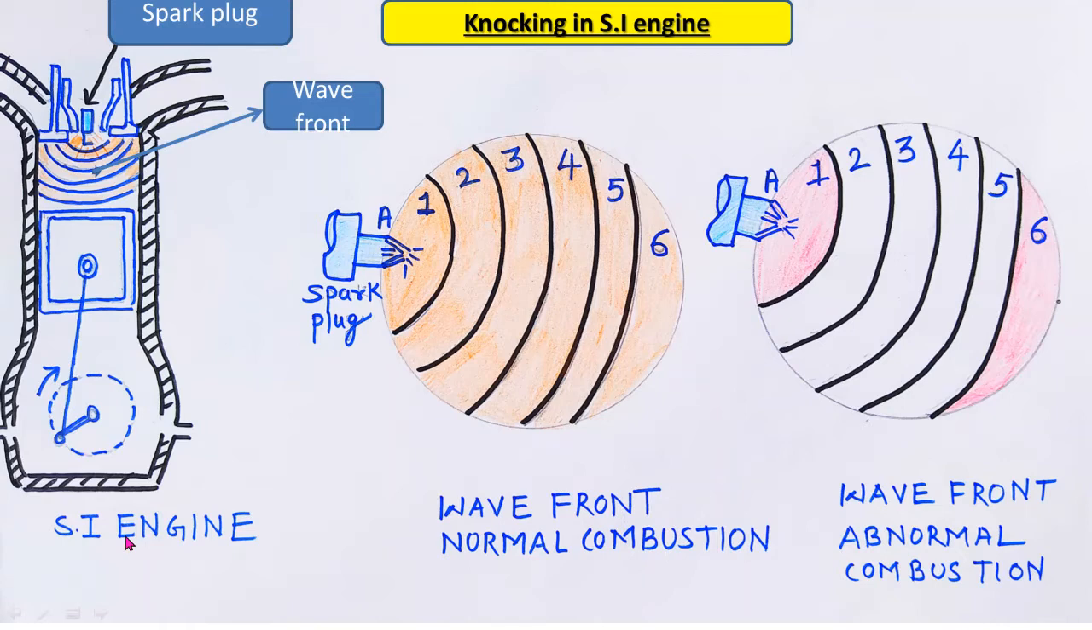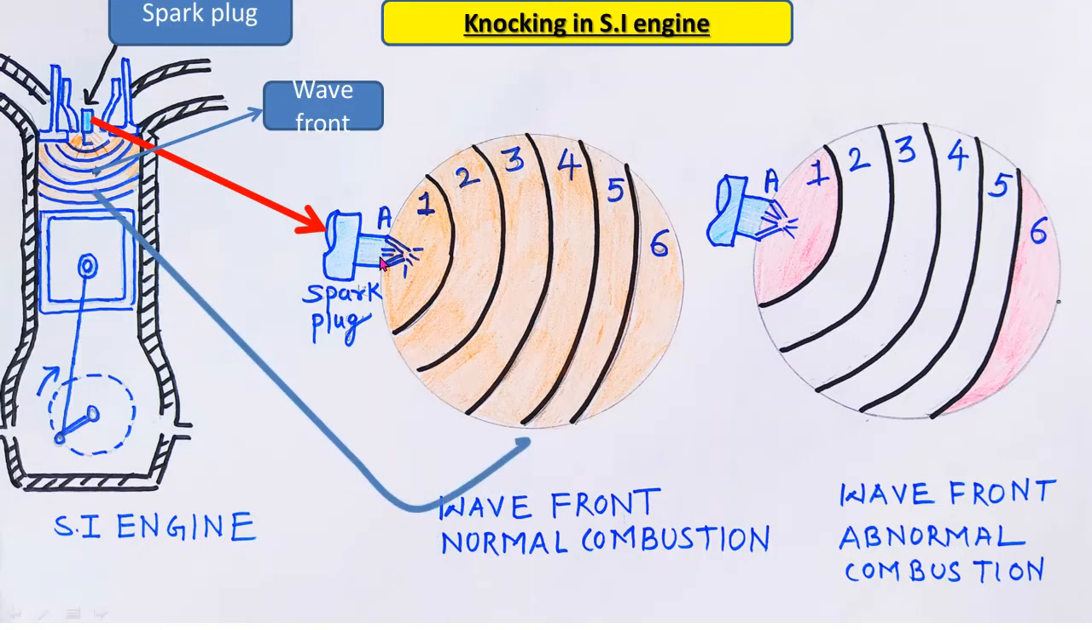To understand the phenomenon of knocking in SI engines, that is, spark ignition engines, you can see this is an SI engine in this diagram. This is the spark plug as shown, and these are the waves of combustion produced after the spark is made and the fuel is burned. Now to understand knocking, let us see the figure on the right side. The figure on the right side shows the spark plug and the wave produced by the combustion of charge for the normal combustion process, as shown by this arrow.